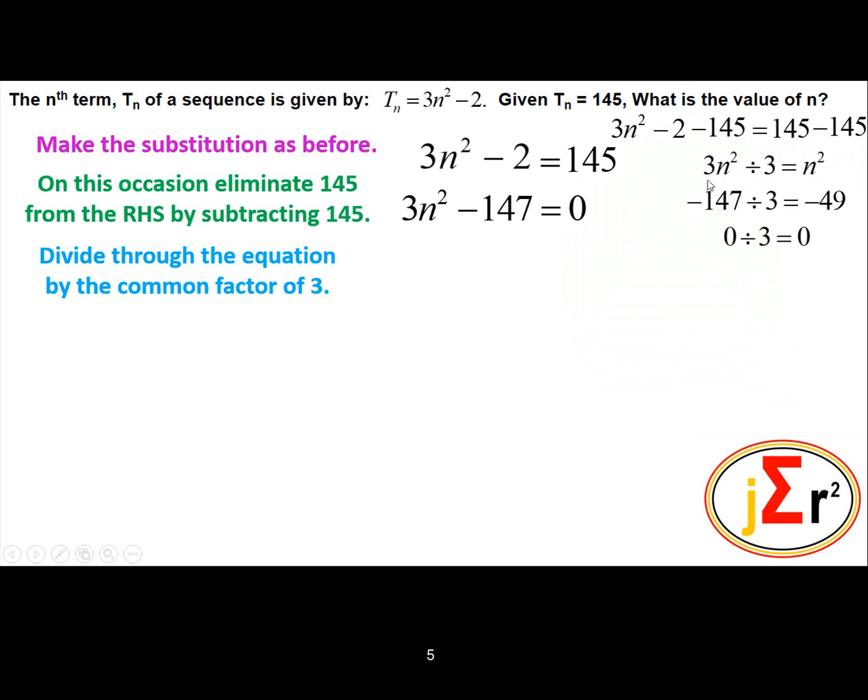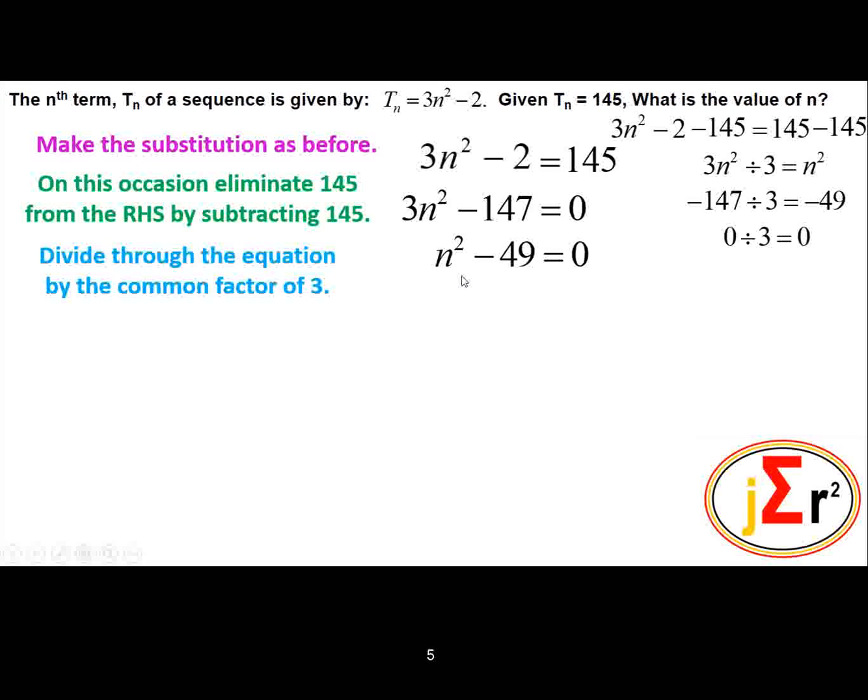So we have 3n squared, which is our first term, divided by 3, and the result is n squared. We'll go to the next one. -147 divided by 3 will give us -49. And of course, on the right-hand side, 0 divided by 3, the result is 0. Right, so everything under the microscope, and we have the result right there.